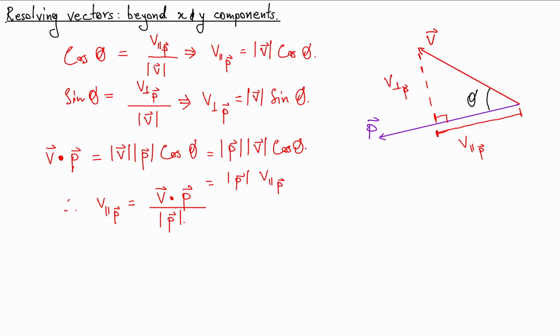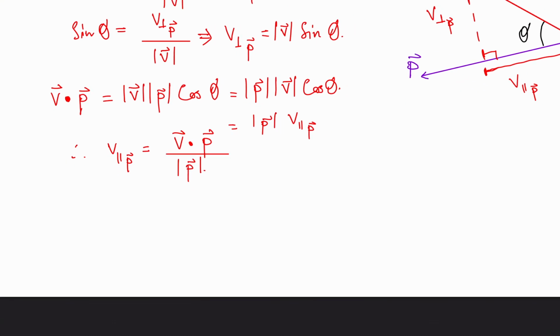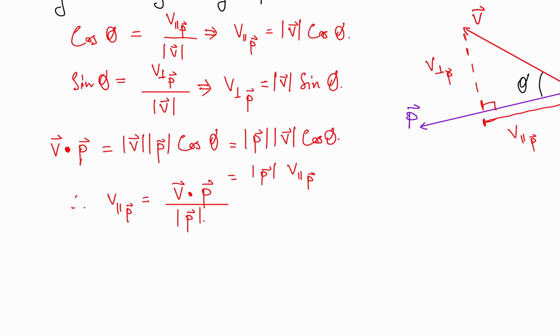What about the projection of a vector, the component of a vector that's perpendicular to another? So remember, vector V will have two components. One component will be parallel to vector P, and the other one will be perpendicular. So how would we find V perpendicular P? The way we would find that is from the definition of the cross product.